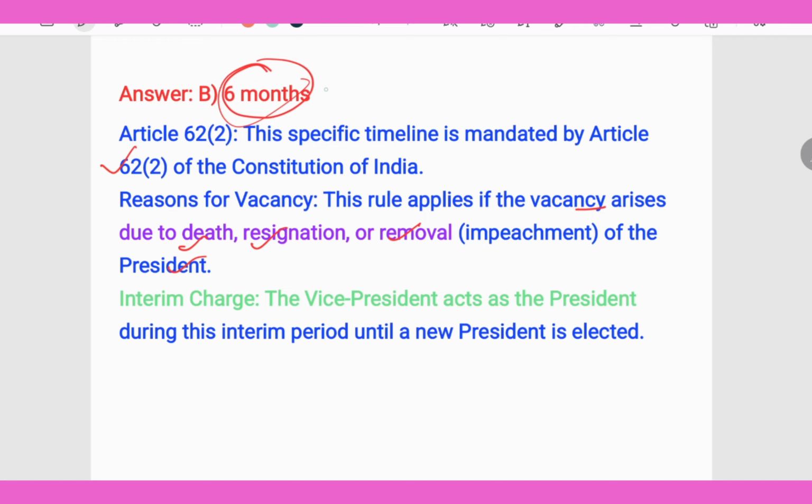During that period, the Vice President performs the office of President. Interim charge: the Vice President acts as President during this interim period until a new President is elected.